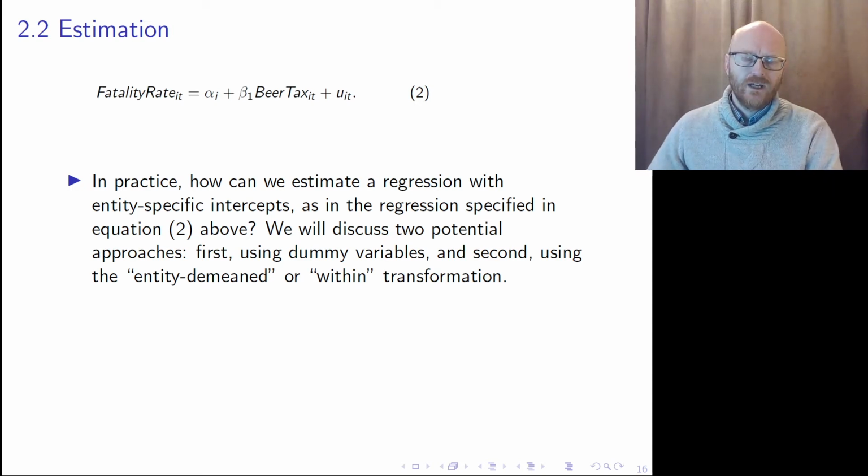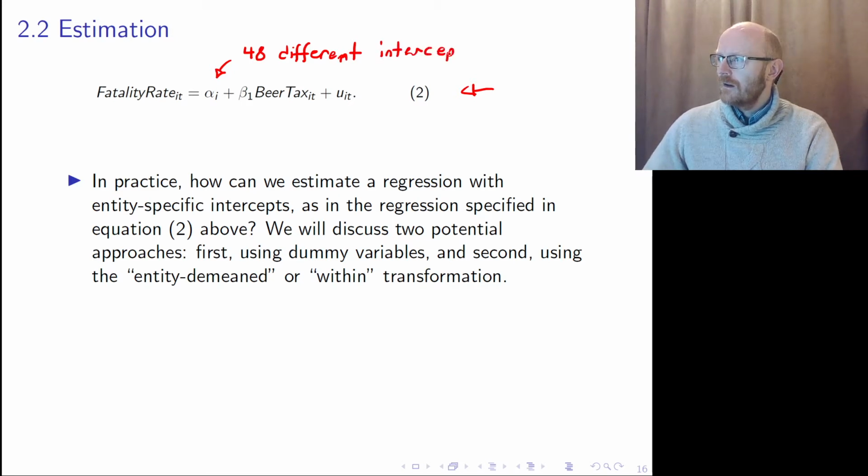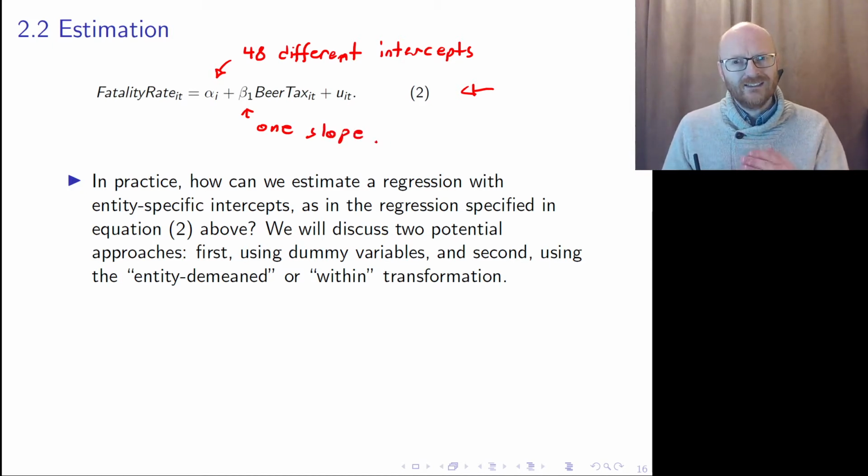From the last video, we ended up with this equation, and we noticed that this equation has 48 different intercepts. Okay, and it has one slope. So this slope is common for all entities, but every entity has a regression line with a different intercept. Okay, so how could we estimate this?